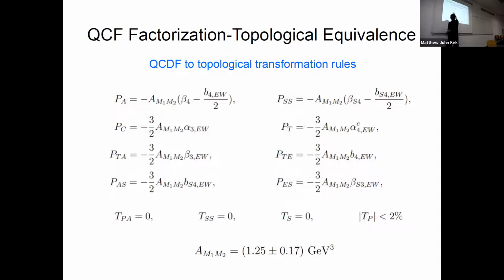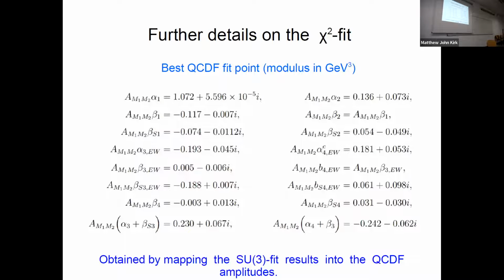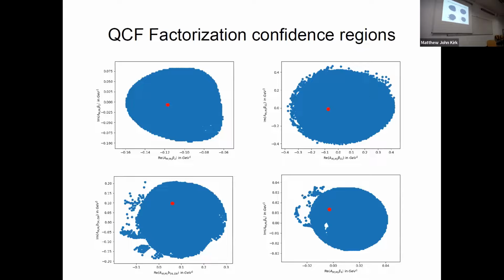So here is the QCD factorization language, the alphas and betas. This is the topological. And since you have the dictionary from topological to SU3, now you can go in between any bases. And now what you do is you take advantage of the fit you did and map that information into these amplitudes, the QCD factorization amplitudes. And now you can see how big these betas can be.